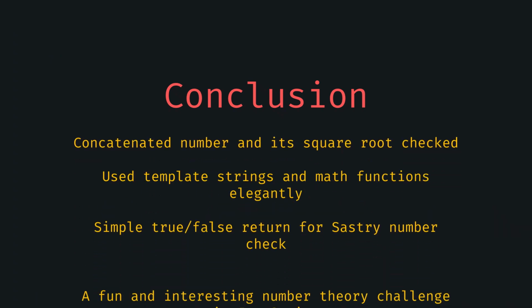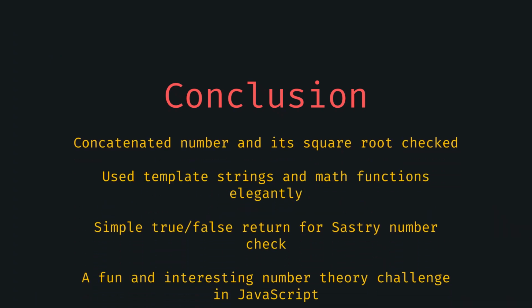To sum up, we wrote a concise JavaScript function that determines if a number is a Sastry number by checking if concatenating it with its successor results in a perfect square. This involved converting numbers to strings, calculating square roots, and checking integer status, all in one line. It is a great blend of math and coding fun.